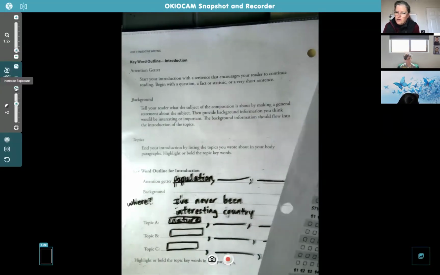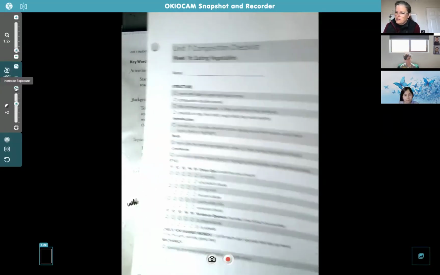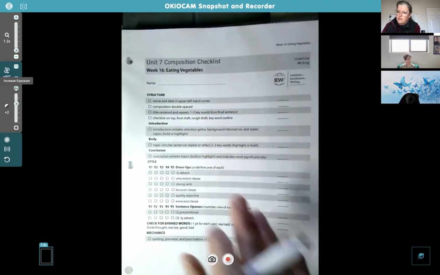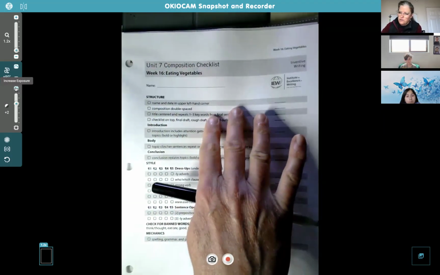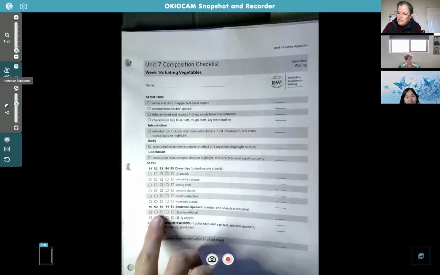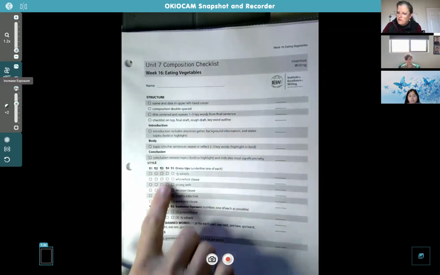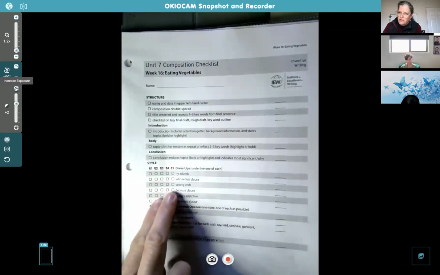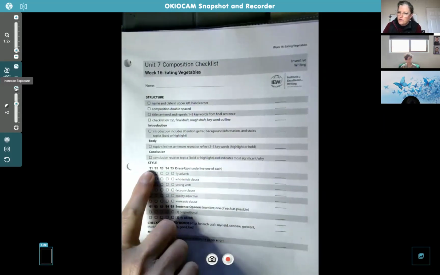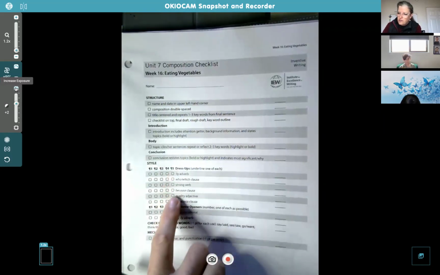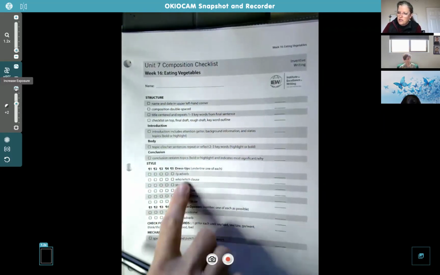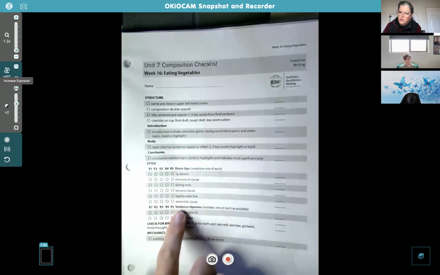But before you go, I know it's a little bit late, but let's look at this checklist. Now, this checklist says eating vegetables. You're not going to write about vegetables. And you already did 2, 3, and 4. Those are your body paragraphs, so you don't need to worry about that. You're going to focus on 1 is your introduction, 5 is your conclusion, and you're going to use this checklist to make sure you include those things.